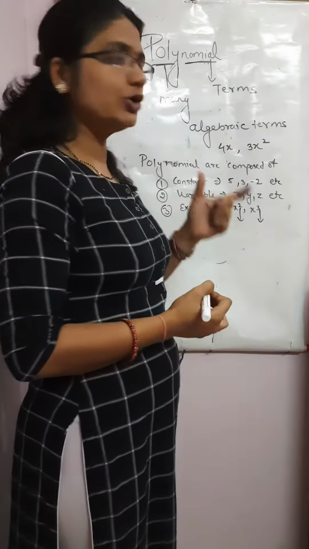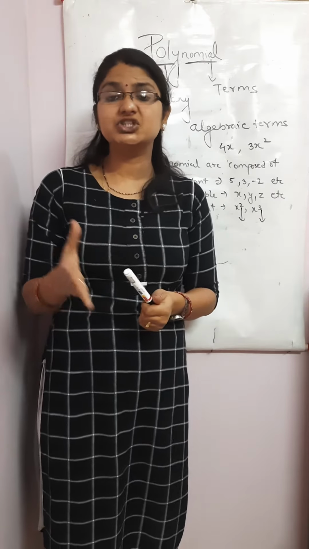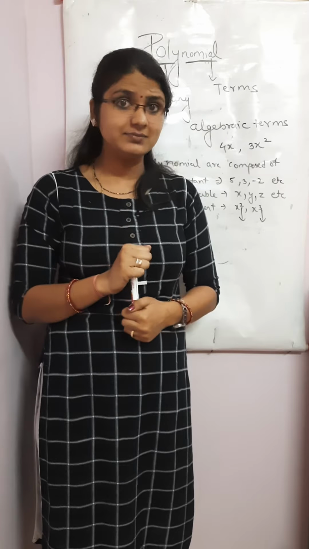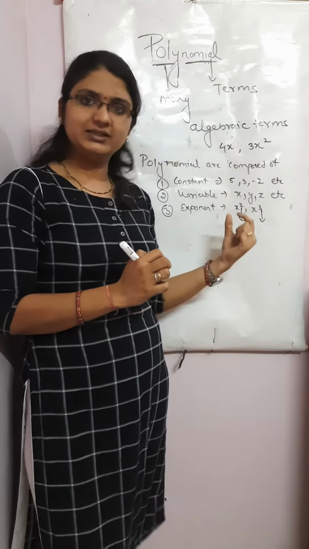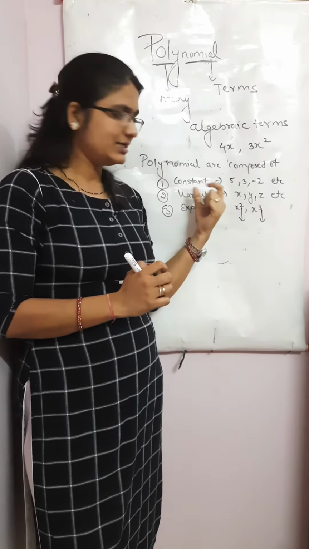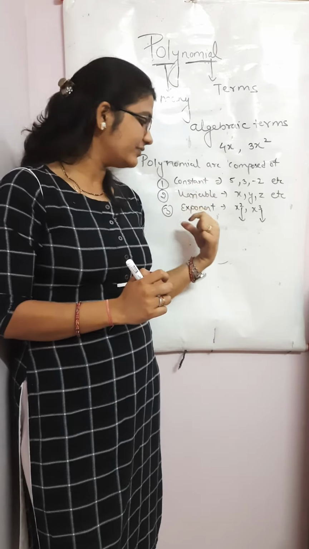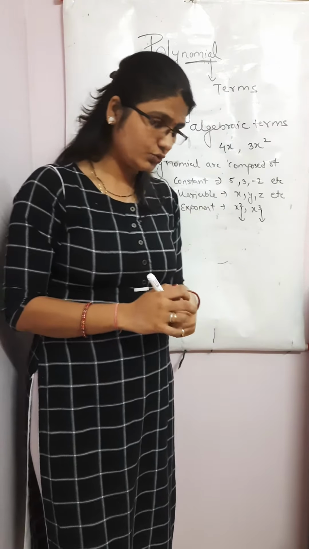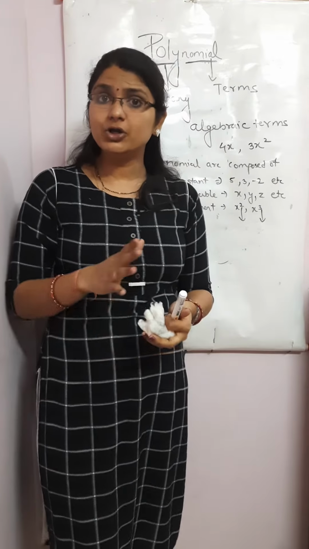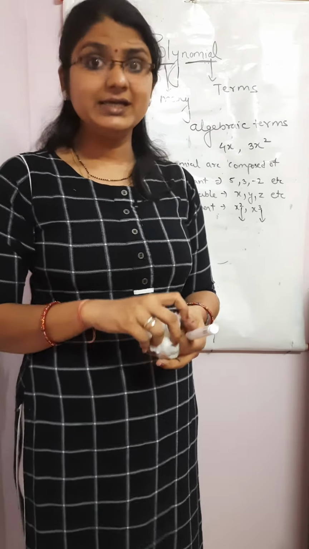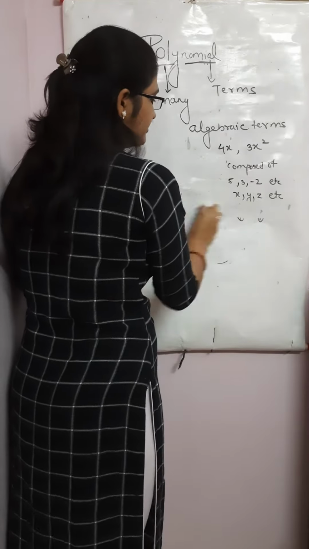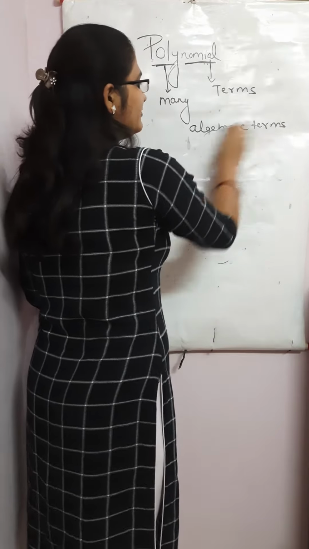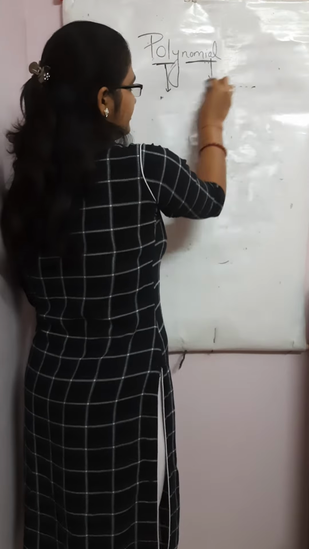Okay. So polynomial means any expression which contains two or more algebraic terms, and polynomials are always composed of these three things. First one is constant, second one is variable, and the third one is exponent. So how does a polynomial equation look like? How is a polynomial in one variable represented? So let us consider the general equation of a polynomial in one variable.